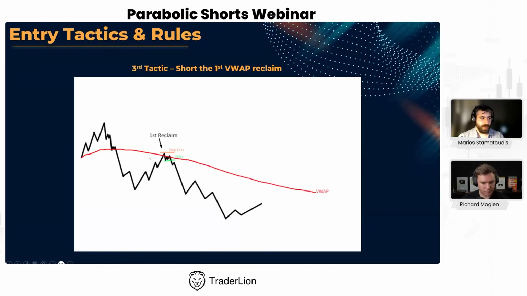And the third tactic I have is shorting the first reclaim of VWAP. I use it as a technique to add more shares as well if I'm already short. Let's say I was short here and I was short here. This is a tactic I use to add more shares. If I miss this and the stock performs this, maybe I will try this tactic again.